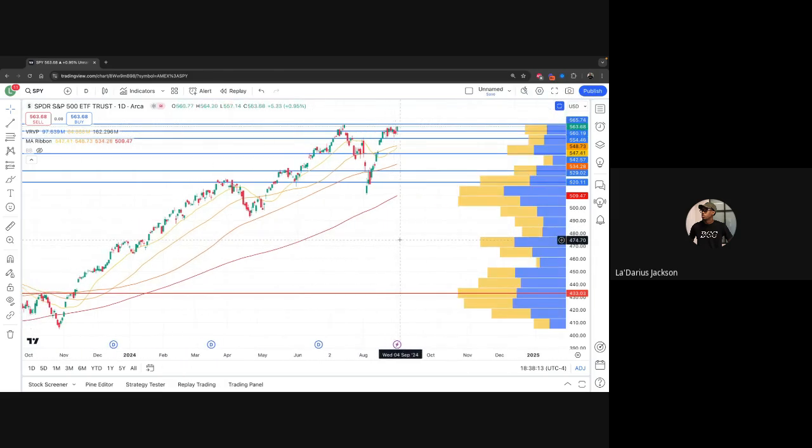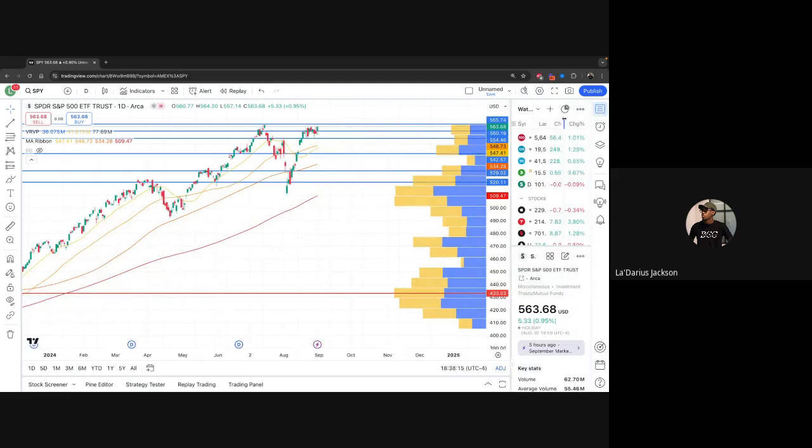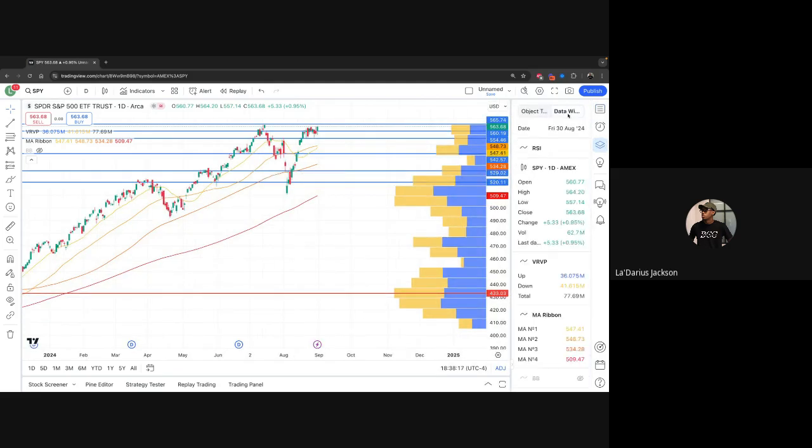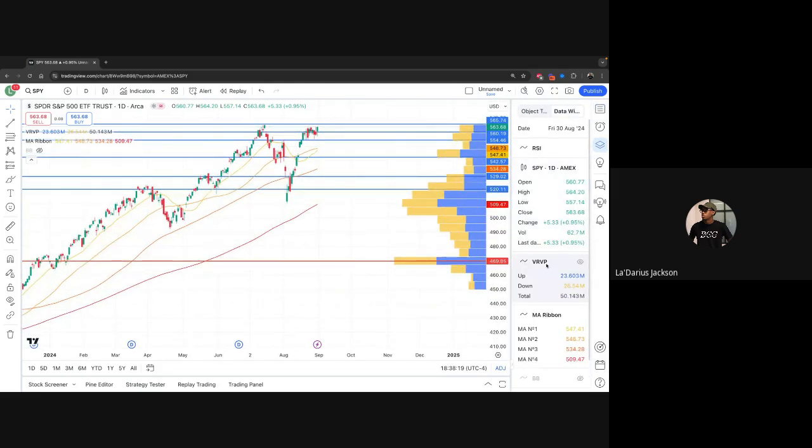The VRVP, and where is my data window? All right. So the VRVP stands for Visible Range Volume Profile. This one is extremely easy to use. Blue and yellow are telling you the different types of buys and sells at certain levels, at certain price points.